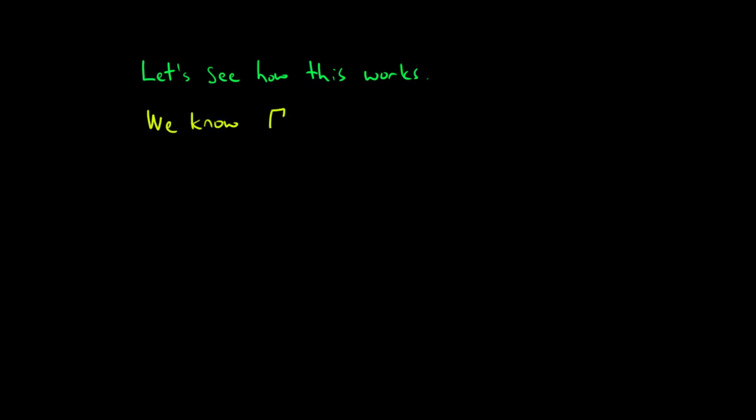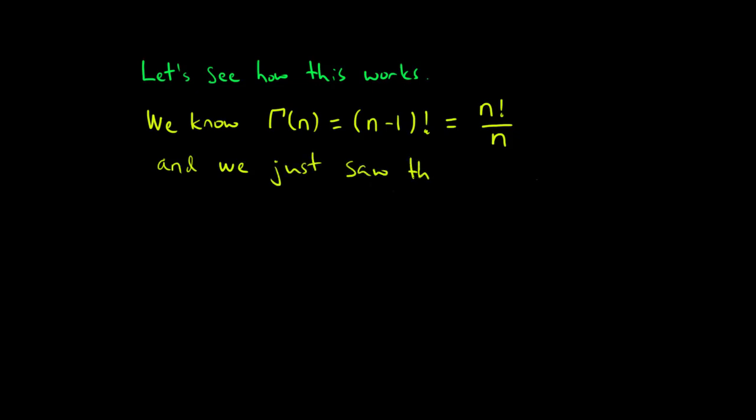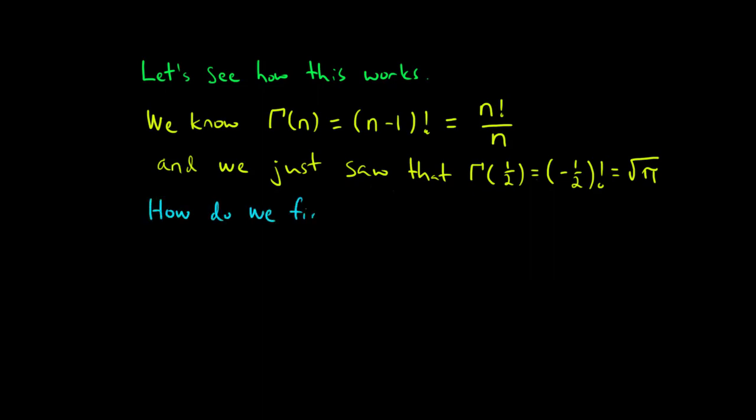Again, we already know that gamma of n is defined as n minus 1 factorial, which is equal to n factorial over n. And we just established that gamma of 1/2 is the square root of pi, which is equal to negative 1/2 factorial. So we can continue this process and find negative 3/2 factorial. How would we do that?